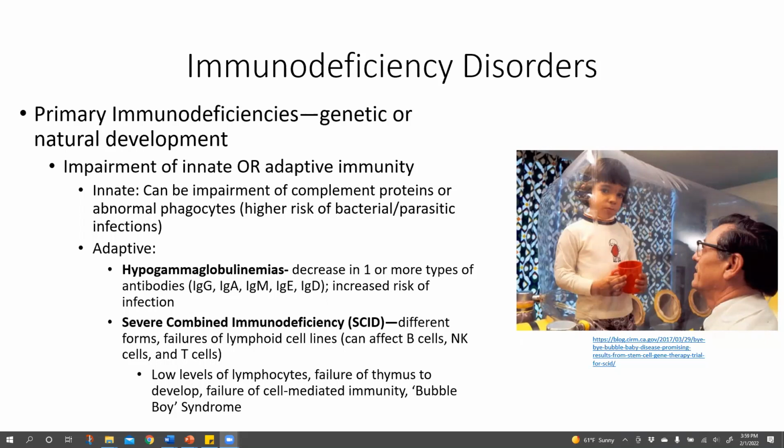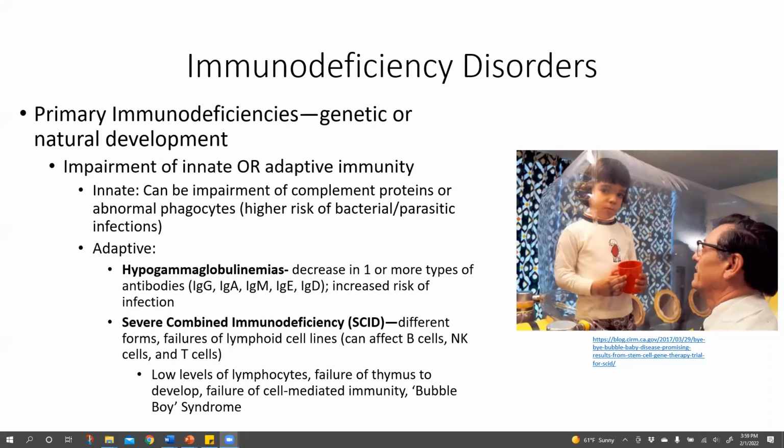For primary immunodeficiencies, these are results of genetic or naturally developing conditions, and they can impair either the innate or the adaptive immune response. If we are talking about the innate immune response, we could be talking about impairing something like complement proteins, which we haven't really talked a whole lot about. These assist with the innate immune response. There's quite a few different parts to the complement system, so we could be impairing any number of those parts.